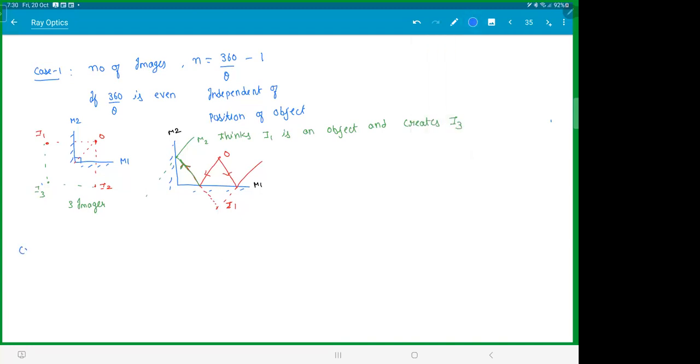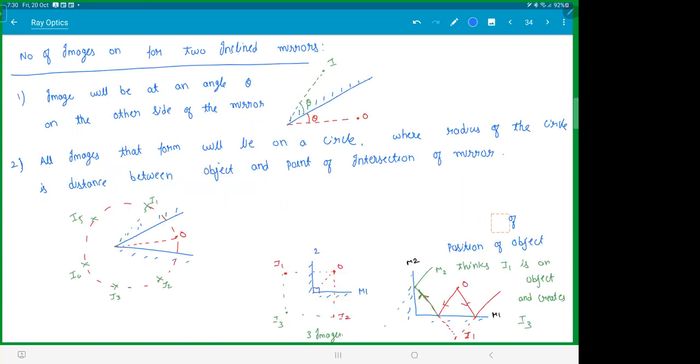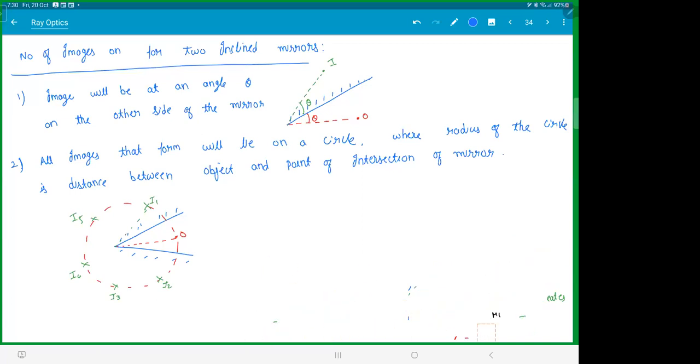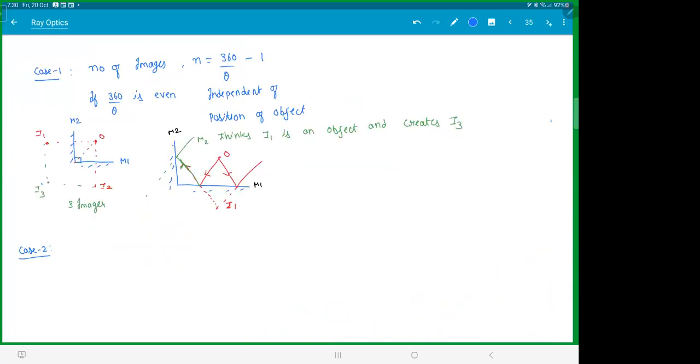Case 2. If 360 by theta is odd, n will be 360 by theta minus 1 if the object is on the bisector. Because if the object is on the bisector, one of the images will overlap with the object.